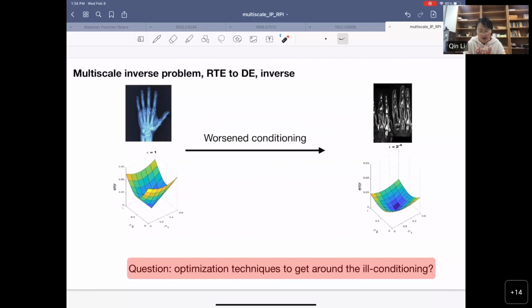And in terms of the landscape of your objective function, initially your landscape of the objective function is very sharp, but as you change to the diffusion limit, you basically lower down your landscape, and the landscape is pretty much flat. So you have a very large basin that you can regard your solution as a good approximation. So in some sense, we're losing out the conditioning of the problem.